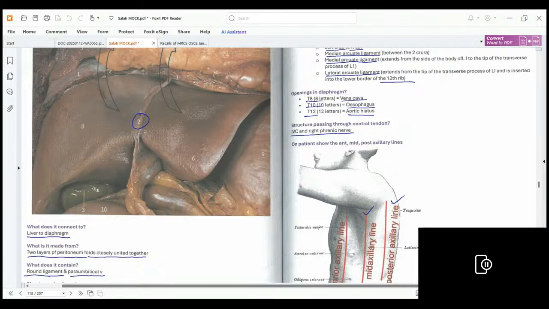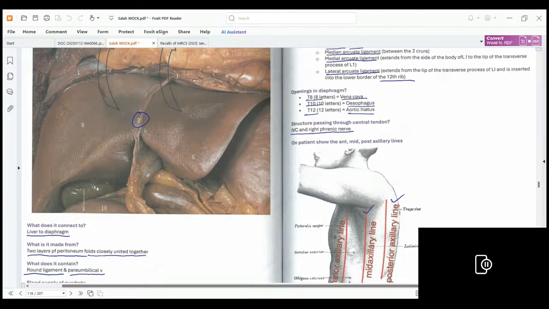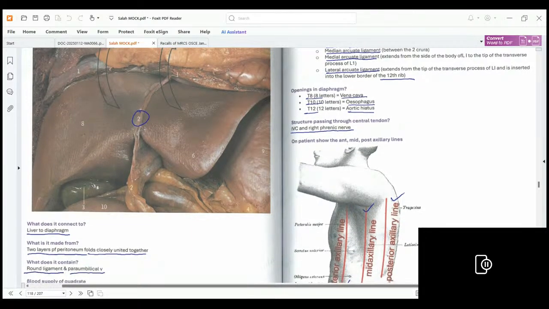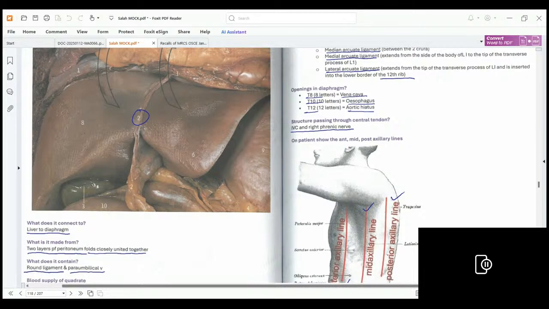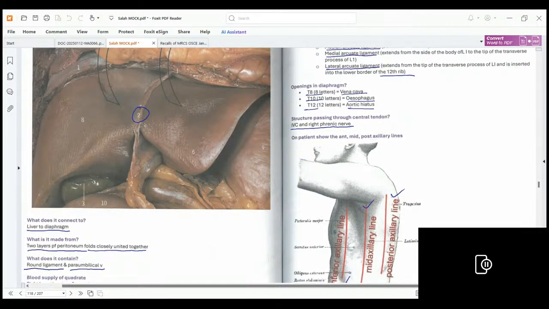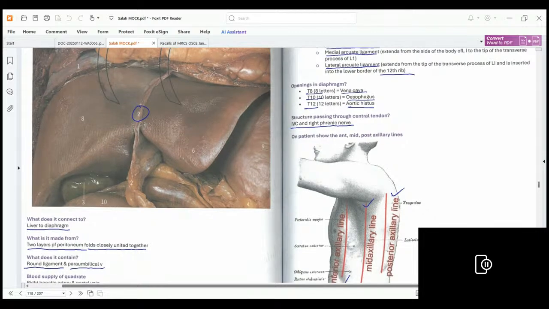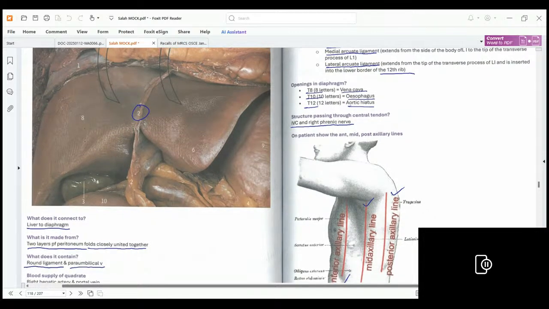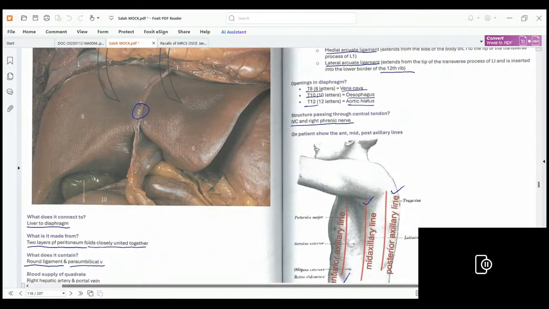What does it contain? It contains the round ligament and the paraumbilical vein. The falciform ligament contains the round ligament and paraumbilical vein.